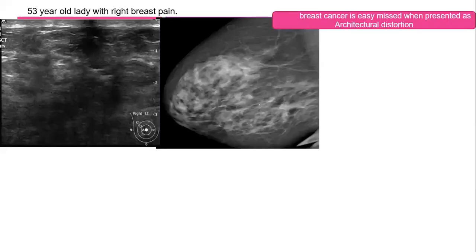Okay, this lady, she's a Sudani lady, my neighbor, she has left breast pain. We had done mammography for her, which revealed very subtle architectural distortion in the inferior half of the left breast without any associated mass, but with very, very subtle punctate calcifications. So we proceeded to ultrasound, and apart from just mild distortion, we could not appreciate any masses.